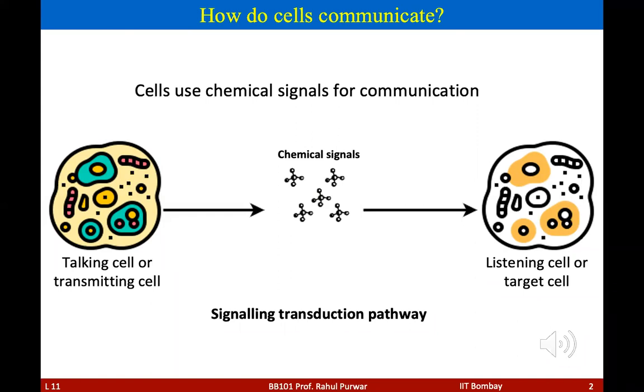And the mechanism which is used to transmit these signals is known as the signal transduction pathway. So how this chemical signal will transmit the signal from the talking cells to the listening cells, it will happen in a multi-step process, and that multi-step process is called the signal transduction pathway.